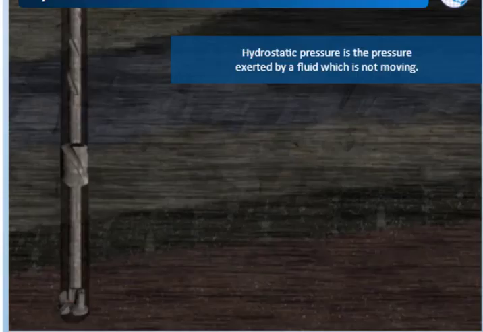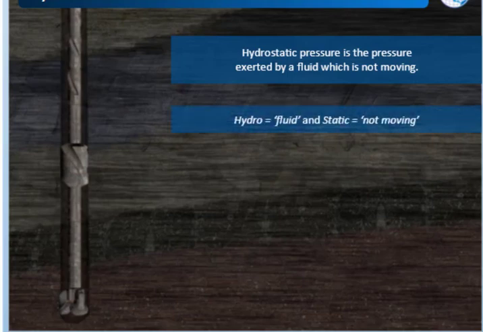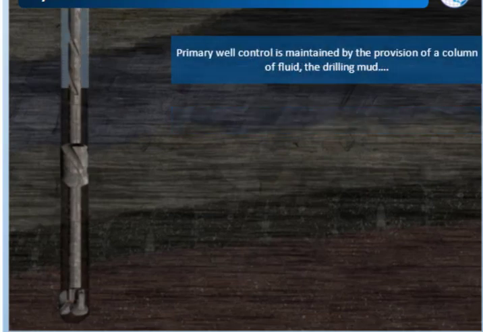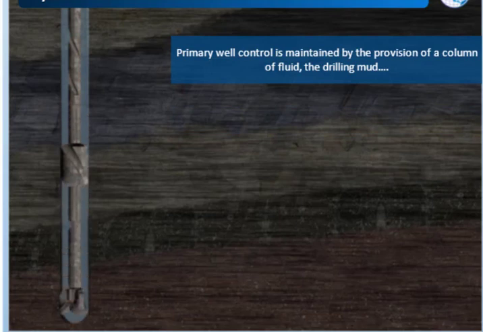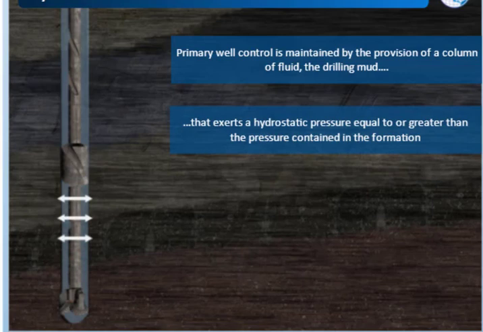Hydrostatic pressure is the pressure exerted by a fluid which is not moving. In fact, the word hydrostatic is derived from hydro, meaning fluid, and static, meaning not moving. Hydrostatic pressure is critical to well control. As we have already learnt, primary well control is maintained by the provision of a column of fluid, the drilling mud, that exerts a hydrostatic pressure equal to or greater than the pressure contained in the formation.